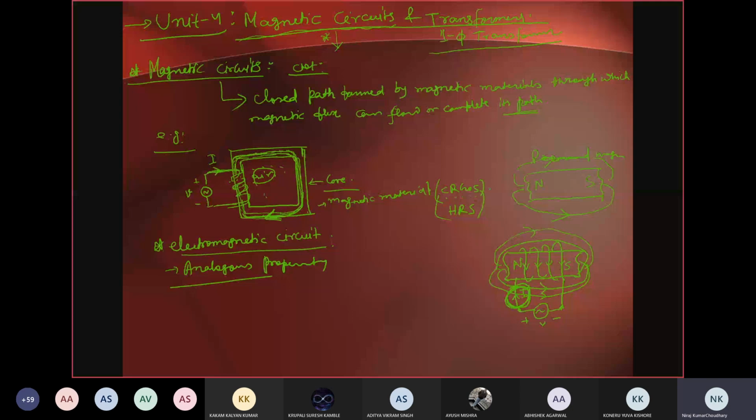So let us now consider or discuss the different elements or terms used in a magnetic circuit. First one is your magnetic flux, which is normally represented by phi, right? So what is flux? If we have to define the flux, then how it can be defined?